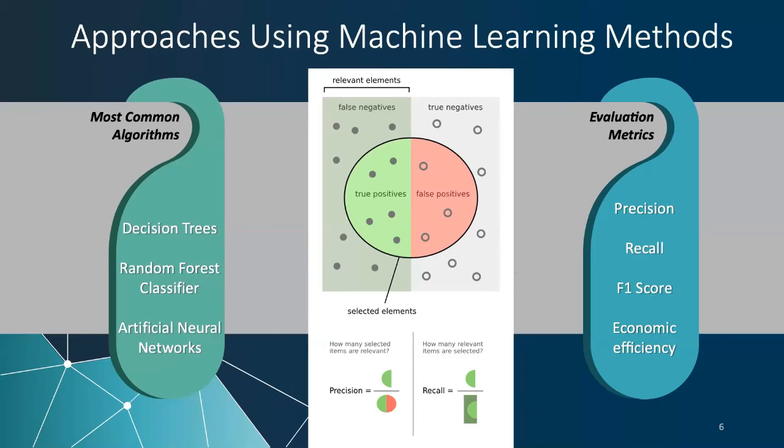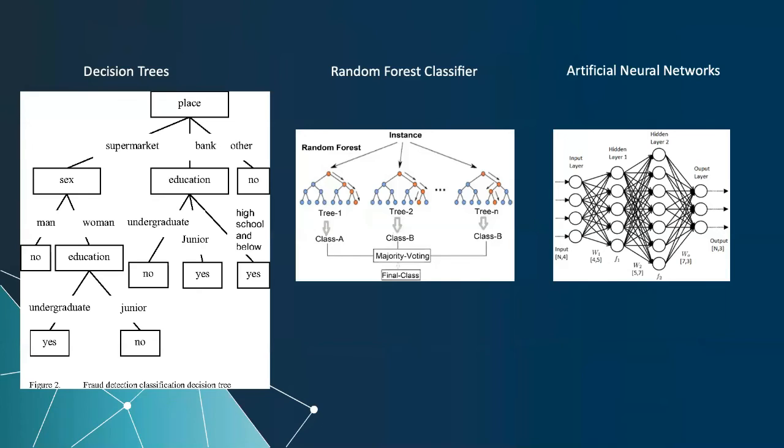And the F1 score is also used here because precision and recall are both important. The F1 score uses the harmonic mean of precision and recall and gives a weighted score. It's a very good evaluation metric. And also, as we said, there is an economic efficiency metric that we will talk about later. So we will briefly talk about the decision trees, random forest classifier, and artificial neural network algorithms.